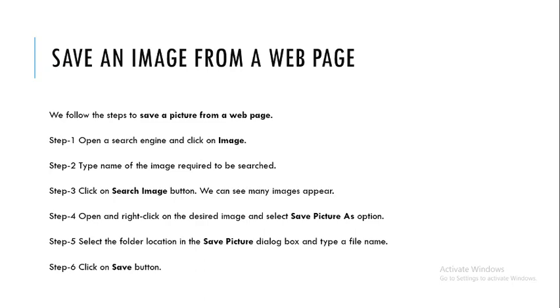Select the folder location in the save picture dialog box. Here it was showing save as, does not make any difference. Then type the name of the image and click on the save button. So in this way we can save the image in our computer from a web page.